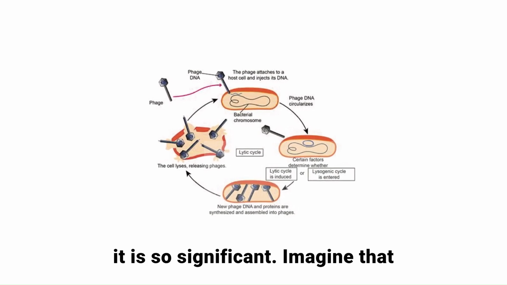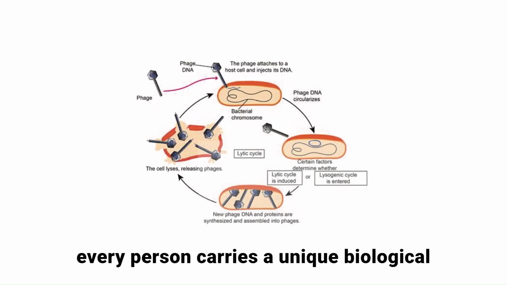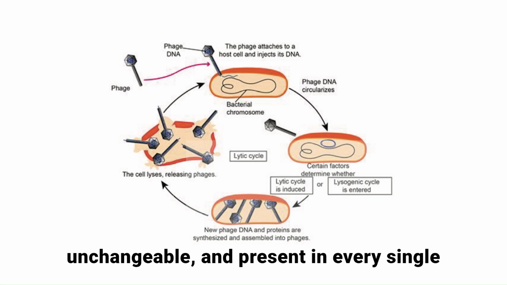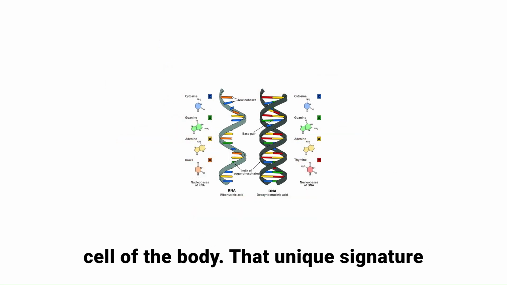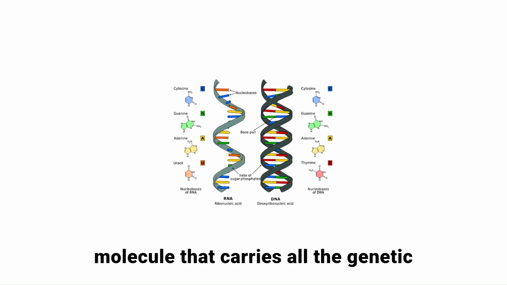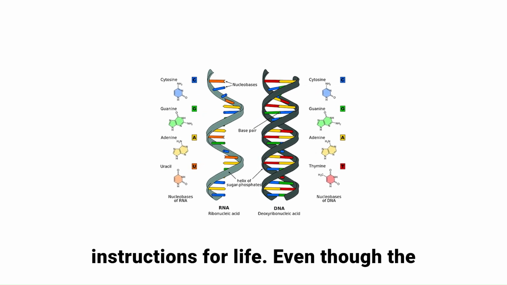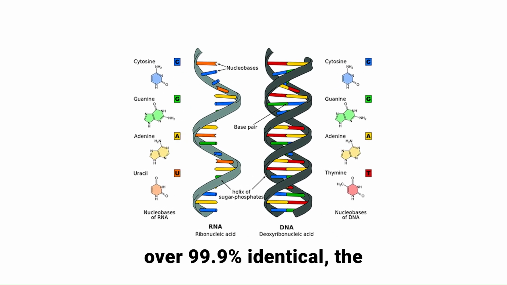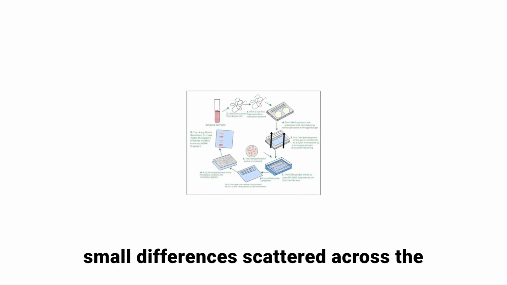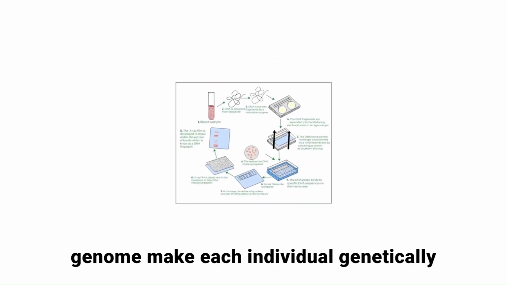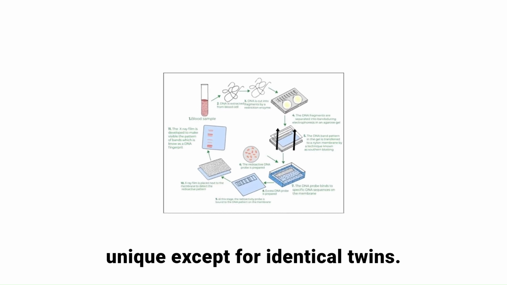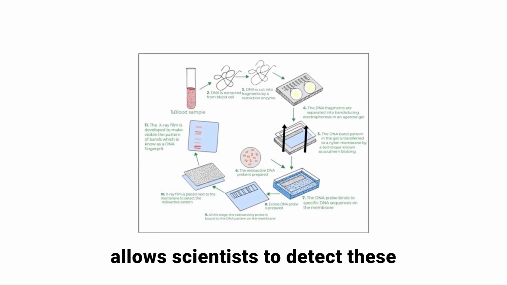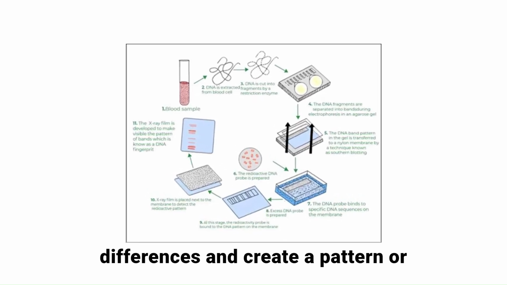so significant. Imagine that every person carries a unique biological signature, a pattern that is distinct, unchangeable, and present in every single cell of the body. That unique signature is hidden within our DNA, the long molecule that carries all the genetic instructions for life. Even though the DNA of all humans is remarkably similar, over 99.9% identical, the small differences scattered across the genome make each individual genetically unique, except for identical twins.